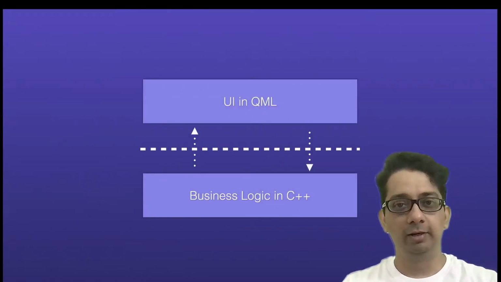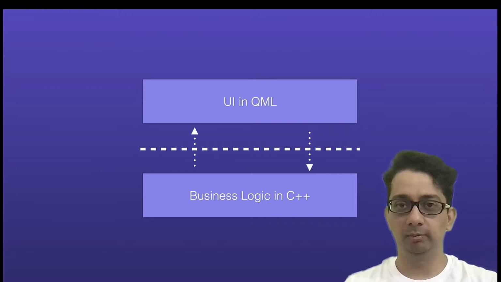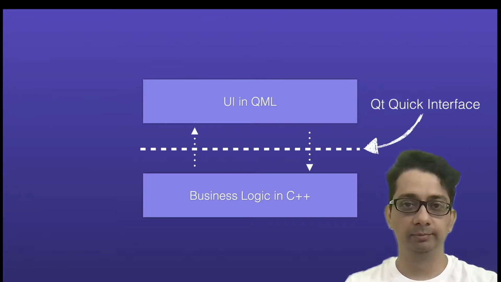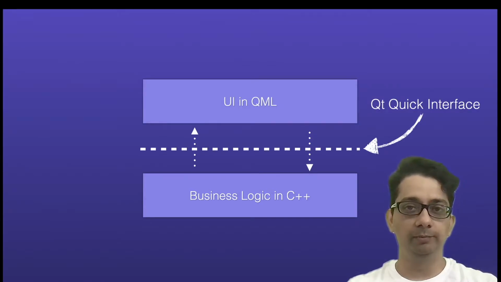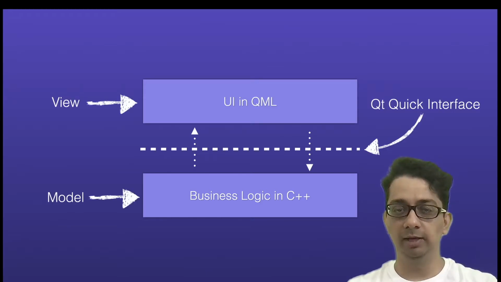Like I said before, there are two distinct layers in Qt Quick and QML applications. One is the UI layer written in QML, the other is the business logic layer written in C++. And there is a clear, well-defined interface for communication between the two. Mastering this interface is essential to writing good Qt Quick and QML applications. A key aspect of this interface is model view. Broadly speaking, we can look at the business logic layer as model and the QML UI layer as view.